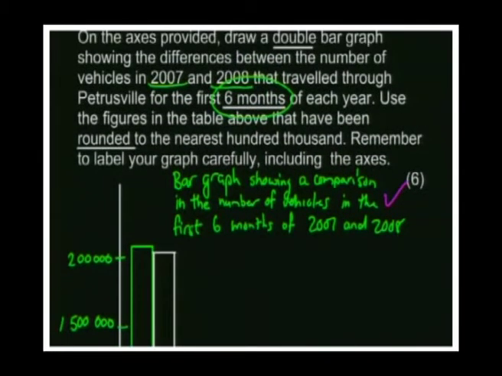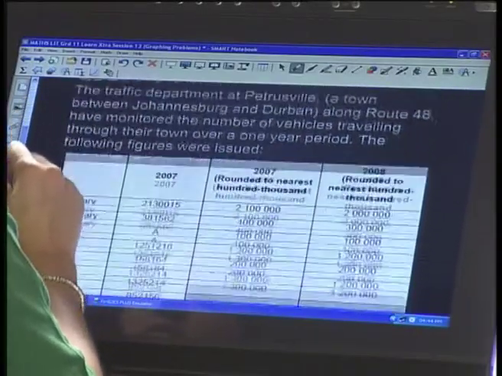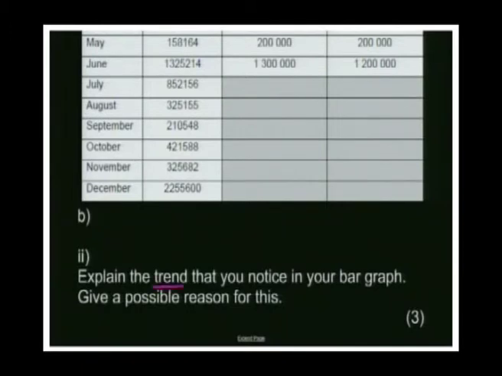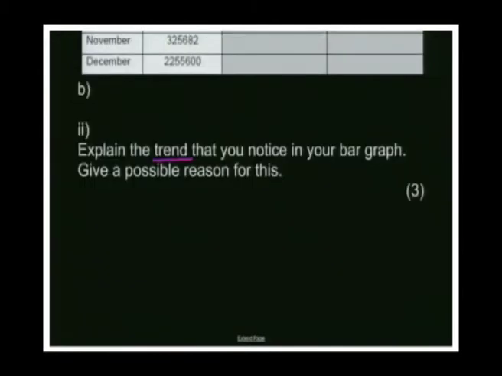Let's make sure, have we done it for the first 6 months? Absolutely. Use the figures in the table that have been rounded. We've done that, and we've labeled our graph, including the axes. Right, let's see what we need to do on the second part of the question. We are now asked to explain the trend that you notice in your bar graph. Give a possible reason for this.